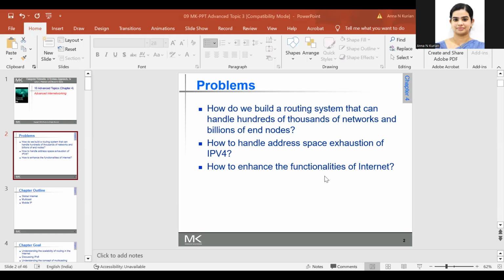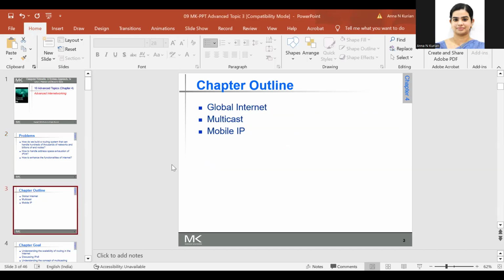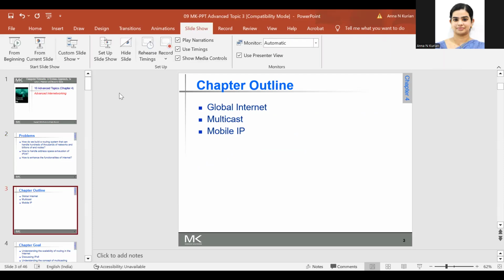So in this module, we have to handle the issues of the routing system, how we will be able to scale the internetworking nodes to billions of nodes. Then we have to discuss the problem of address space exhaustion. Then what are the enhanced facilities or functionalities of the internet, like multicasting, mobile IP, and so on. So the chapter outline: global internet, multicast, and mobile IP. It's just a small insight into what our chapter discusses.